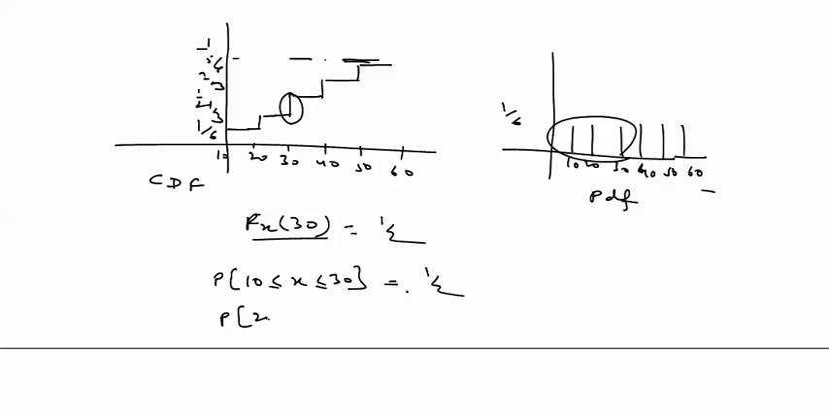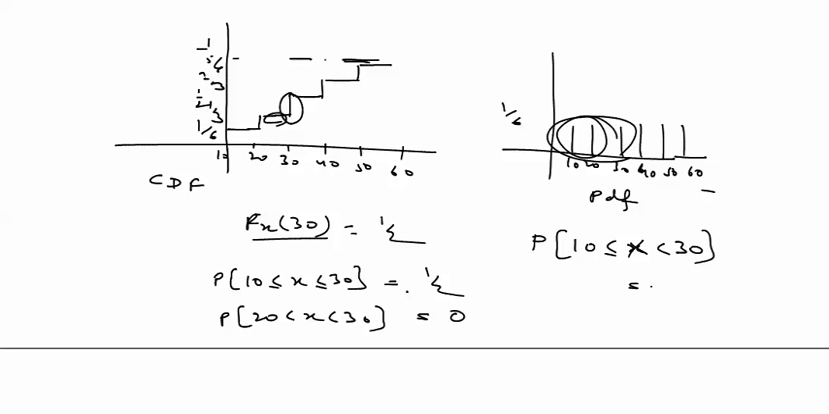If we want to calculate 20 < X < 30, in between values 20 to 30 no value exists, so it is 0. For 10 ≤ X < 30, 10 is included and 30 is not included, which means these two values, so it is 1/3.